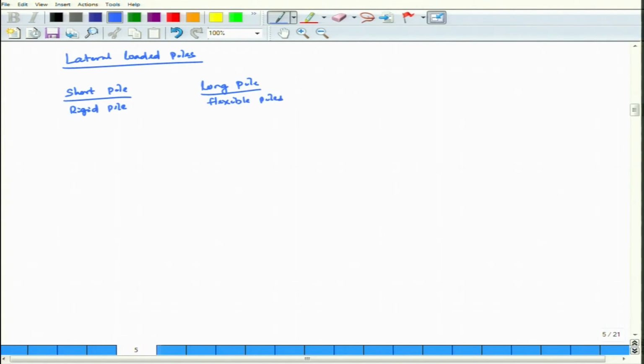So, what is the definition? You can see a lot of things in a pile. Generally it is put in a dimensionless form. People ask what is its L by D ratio, length to diameter. If L by D is equal to 10 or 20, oh, it is a short pile, it is a rigid pile. If L by D is greater than 20 or 30, oh, it is a flexible pile. This comes from experience.